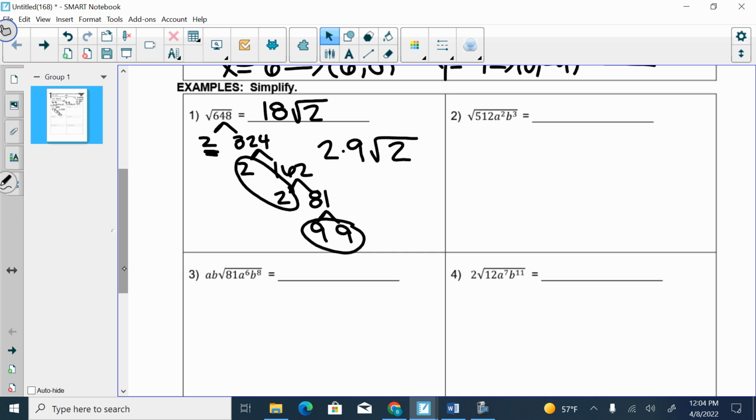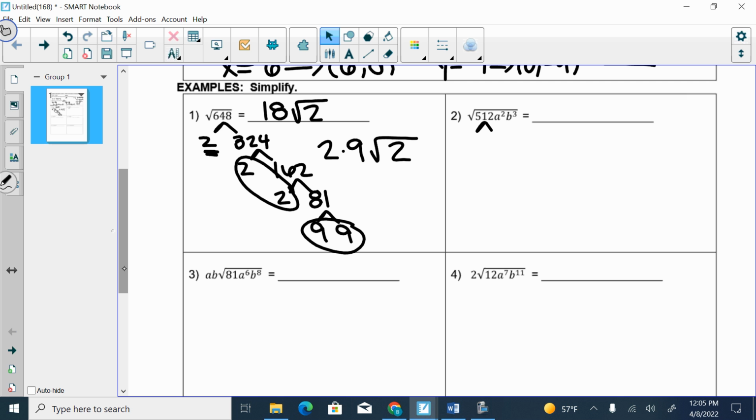Okay, so that's what we did 2 classes ago, right? And then last class, we also added on what our rules are for variables underneath there, right? So we're still going to do the same thing for our number. So we got 512. Is there a perfect square root of 512? No. So we're thinking to ourselves, what could multiply to give us 512?